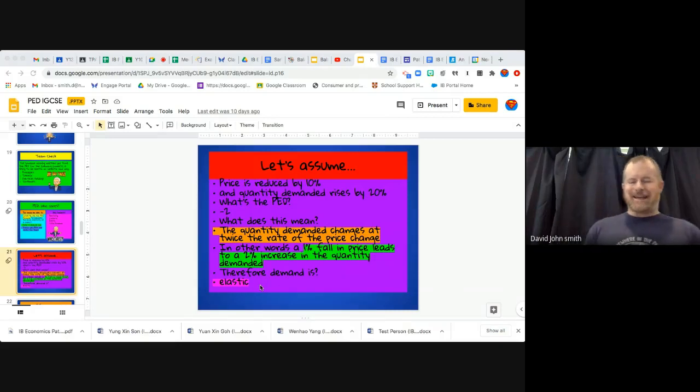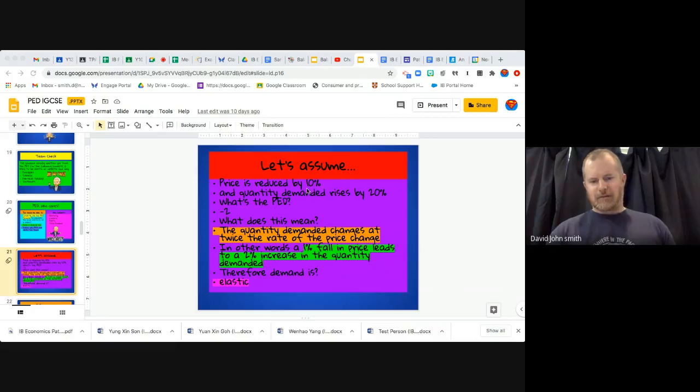Therefore, we say it is elastic. It is a greater than proportional change. And you'll notice this is the sort of question that could appear like this in your exam, right? Or it could be word-based. So if the price of lettuces falls by 10%, and the quantity demanded rises by 20%, what is the PED of lettuces in the supermarket? And then you'd work all this out. Right? And that's how you would explain it. All right? That's the application of that particular theory.